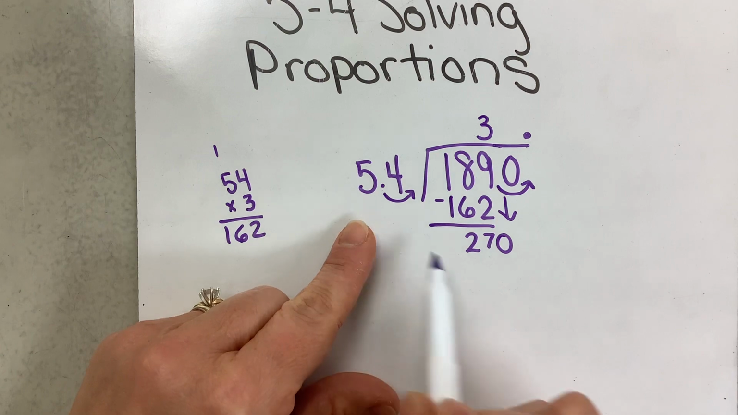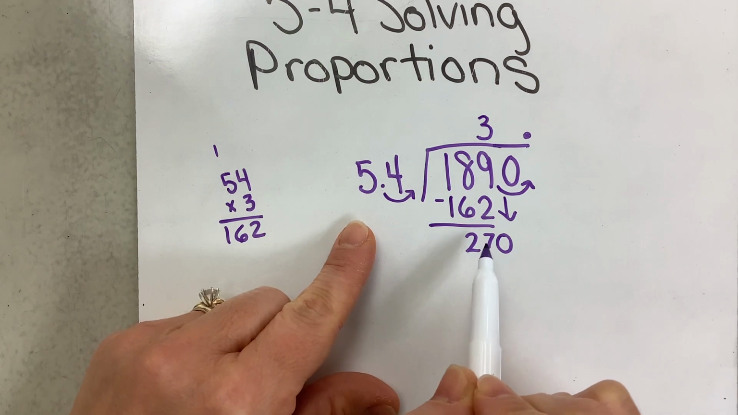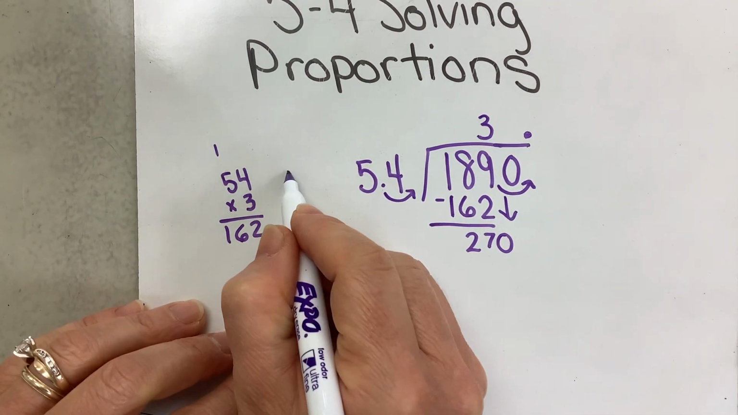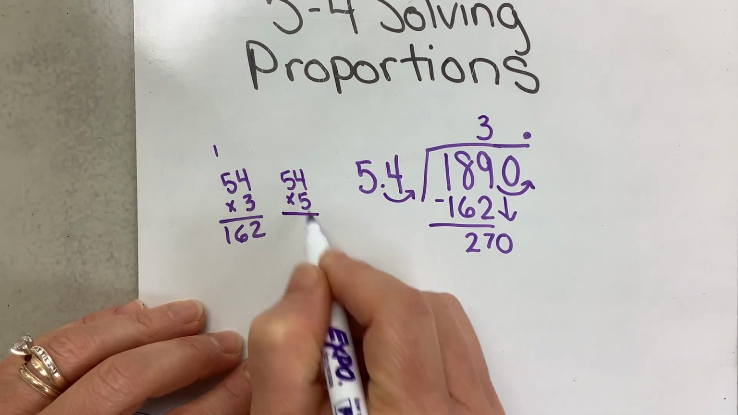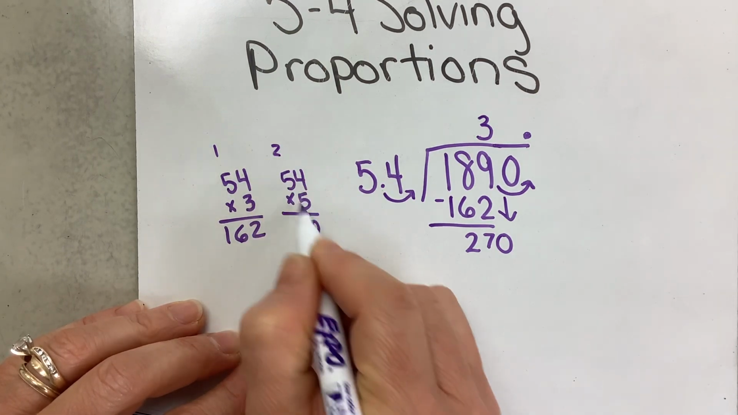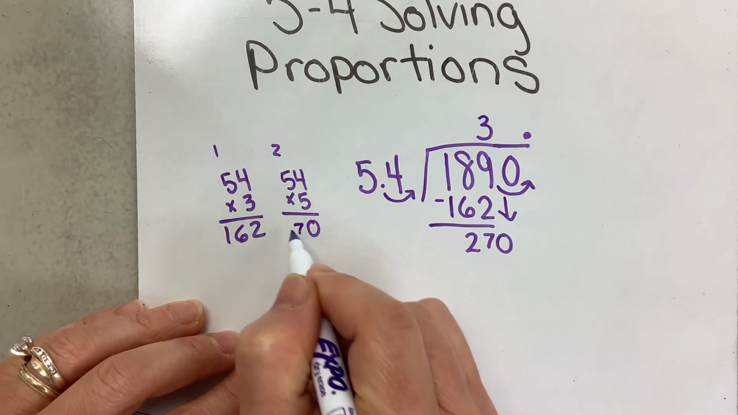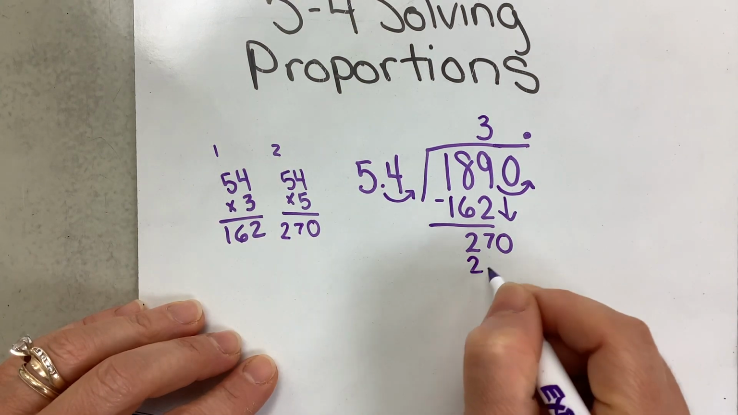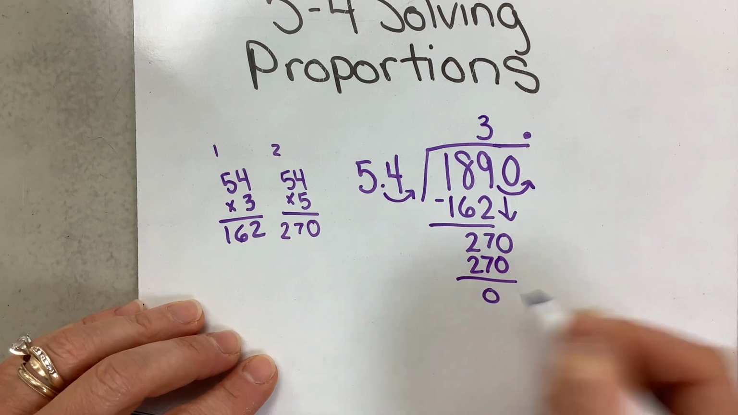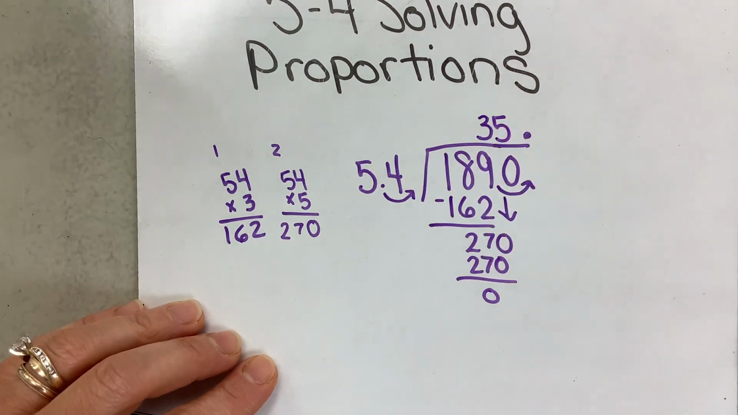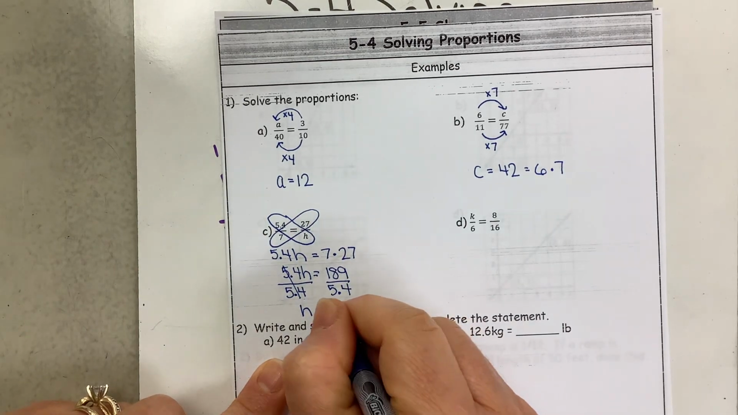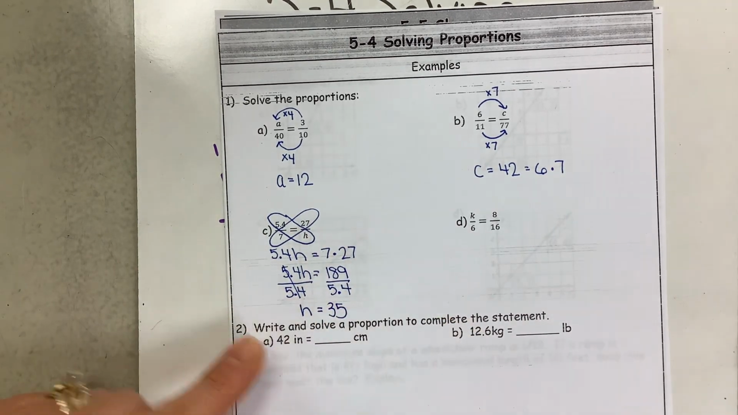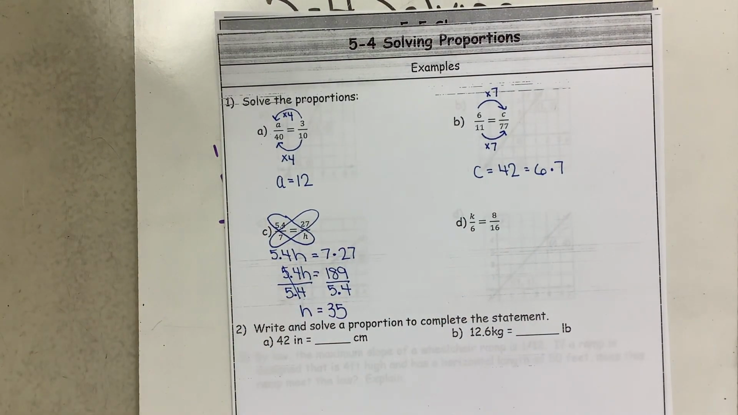Again, I know 5 times 5 is 25, so that looks pretty close. So I'm going to take 54 times 5. 5 times 4 is 20. 5 times 5 is 25, plus 2 is 27. And that works exactly. So we're going to put that 5 up there. So our H equals 35. When our H is 35, these two proportions are equal.